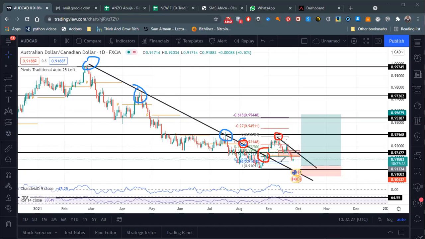Now, the confirmation would be if price can make a new higher low. In a downtrend, price will make lower low, lower high, lower low, lower high. In an uptrend, you want to see price make a higher high, this would be a higher high, and then make a higher low. As long as price stays above this previous low here, we're going to likely see price make a new high. And that is what I'm kind of banking on.